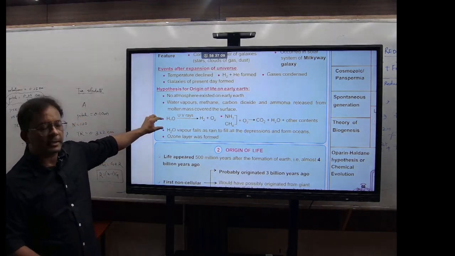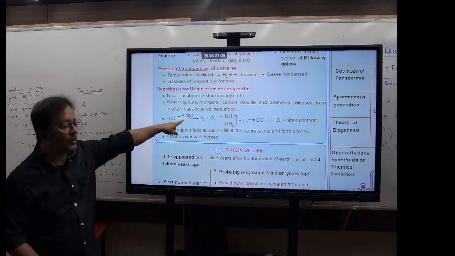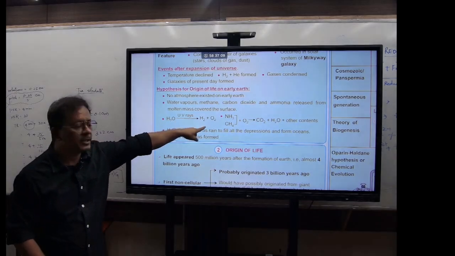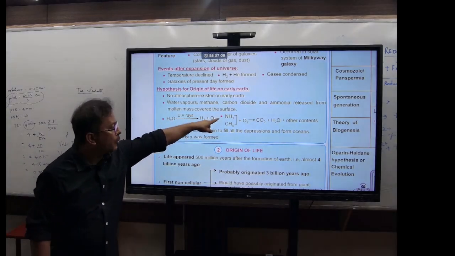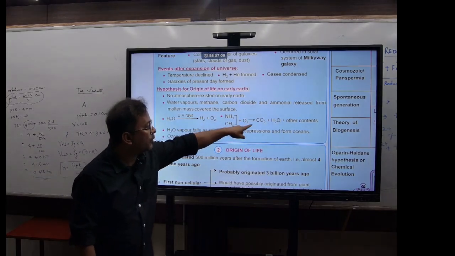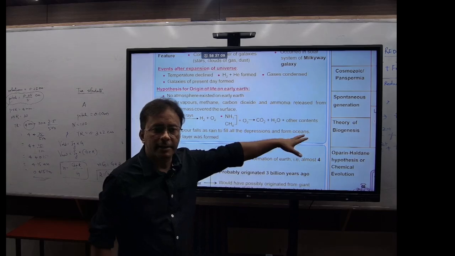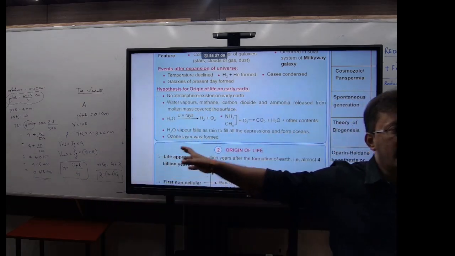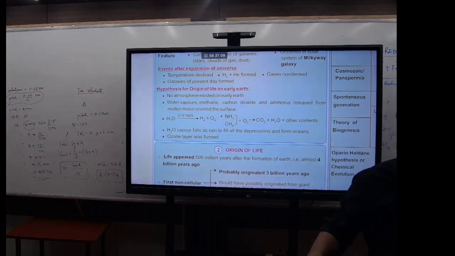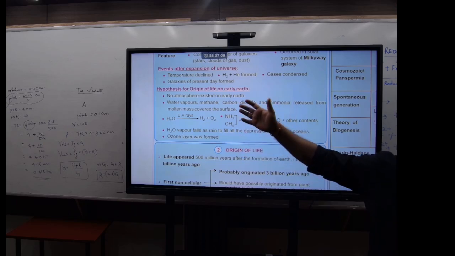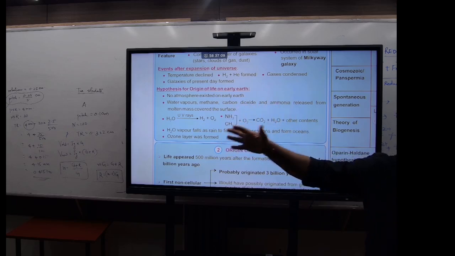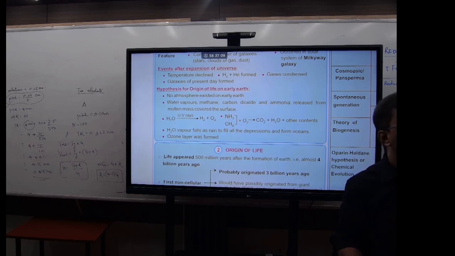So they combined. Water was broken down with the help of UV light to produce hydrogen and oxygen. Ammonia, methane combined with oxygen to form carbon dioxide, water and other contents. As you can see from these chemical reactions, there was no free oxygen. Oxygen was trapped either in the form of carbon dioxide or in the form of water. So because of absence of oxygen, we can say that early atmosphere was reducing, which was actually favorable for the formation of life. Got the point here, right?